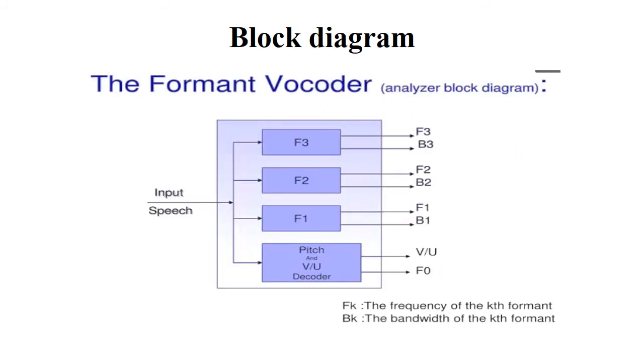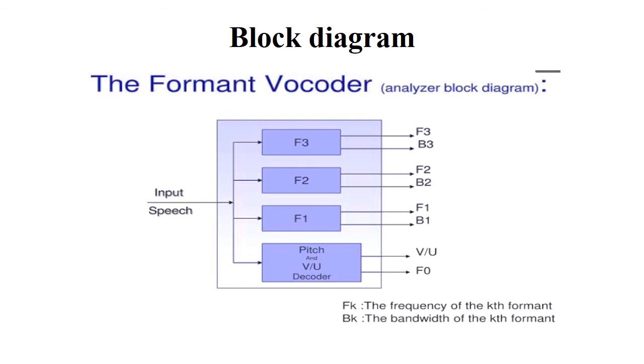So here is the formant vocoder analyzer block diagram. First we pass the input speech signal. It will be passed to the 3 formant vocoders, that is F1, F2 and F3. Here we also use the pitch and V/U decoder. The pitch decoder will find out the pitch value of the speech input signal, and it will be passed to the output signal.